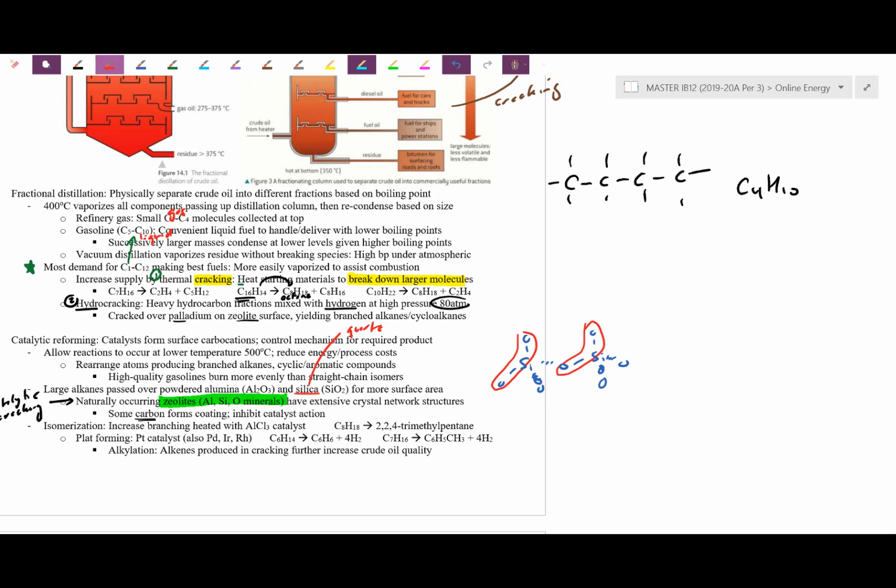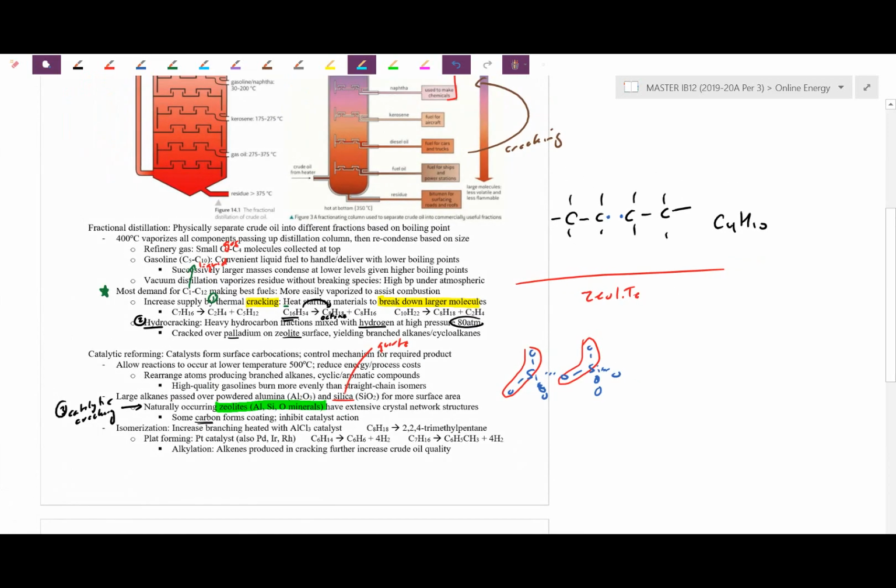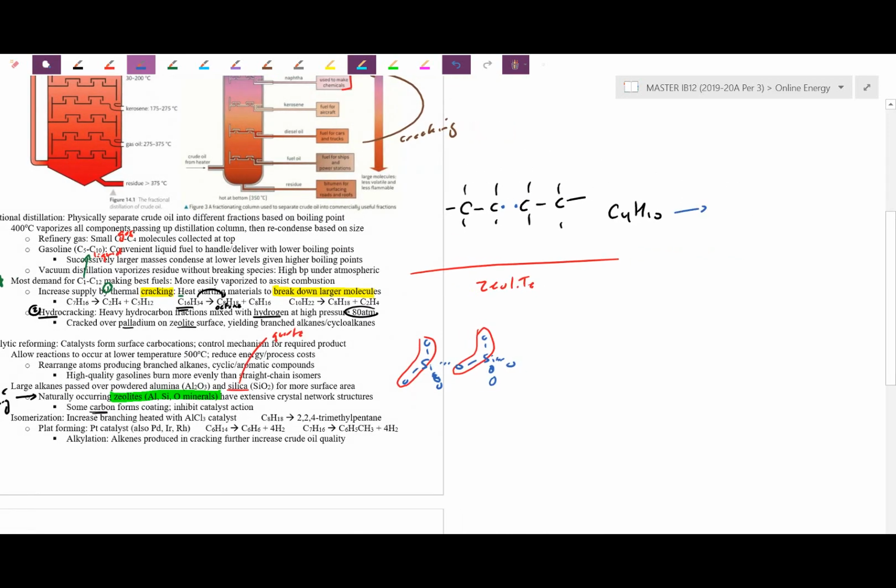Let's imagine I do a cracking process. Let's imagine I have a zeolite surface, some sort of porous material that can accomplish this cracking for us. It can end up breaking bonds for us. So let's start the analysis. Let's say the butane comes close enough to the zeolite and it breaks this middle bond. Let's pretend that's homolytic fission for now. Great, we've done cracking. From C4H10 I produce 2 things: one that's C2H5, and the other is also C2H5. However, we have a radical on both sides.